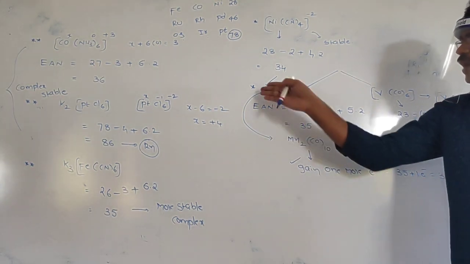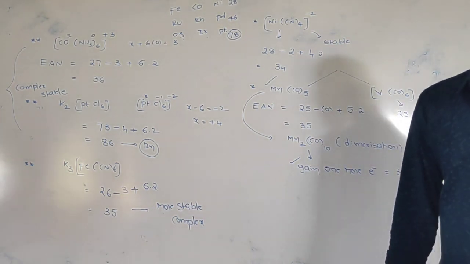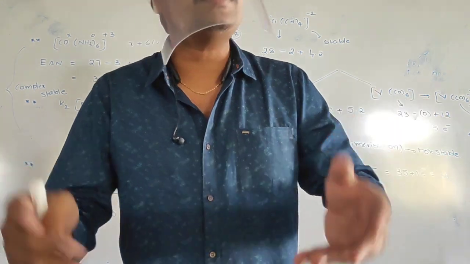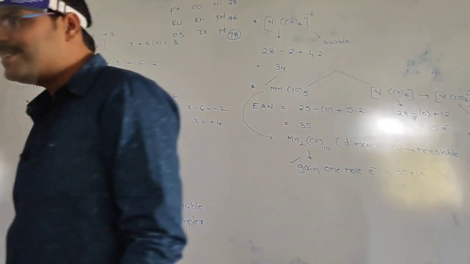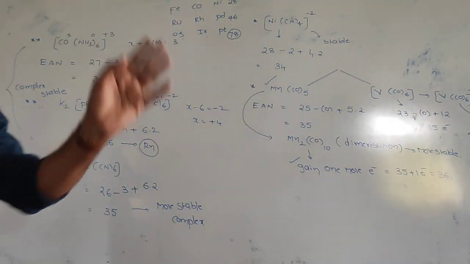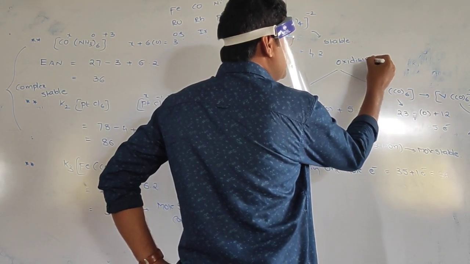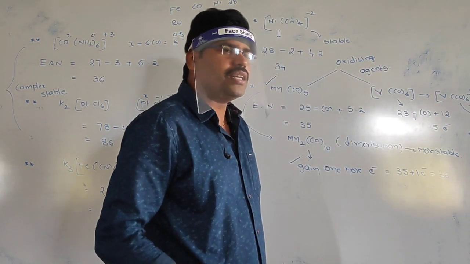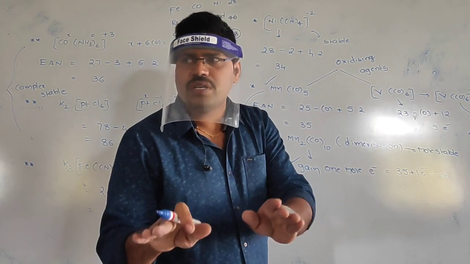So these two complexes are ready to gain electrons. Gaining electrons is a phenomenon of reduction. So they are reduced themselves, which means their role is that they act as oxidizing agents. Simple logic. That's why these two complexes act as strong oxidizing agents. The reason behind that is to get stability by satisfying the EAN.